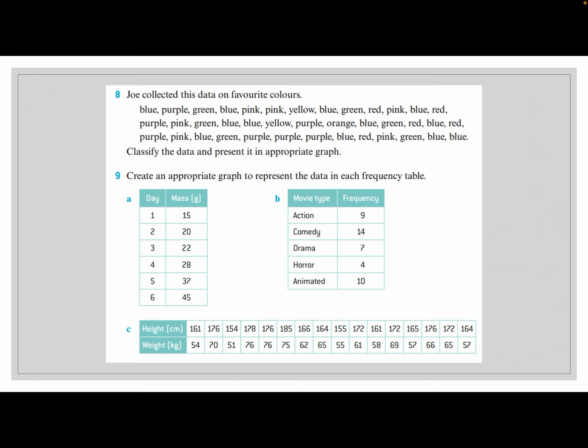Here are some questions that you will be doing yourselves. Have a go at that from the information we've just looked at.